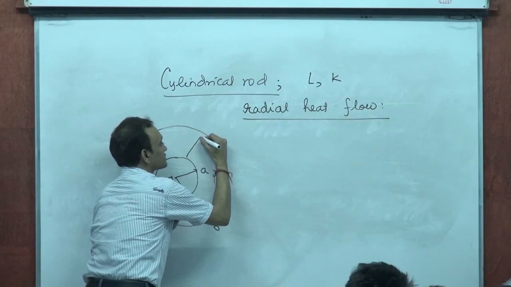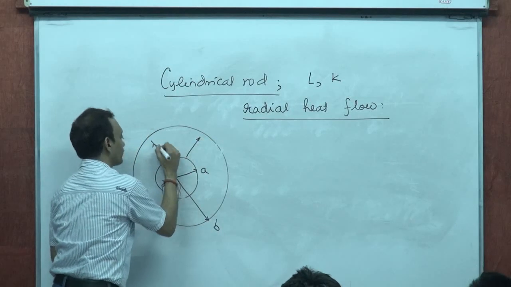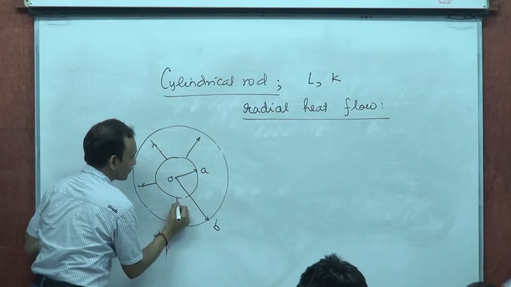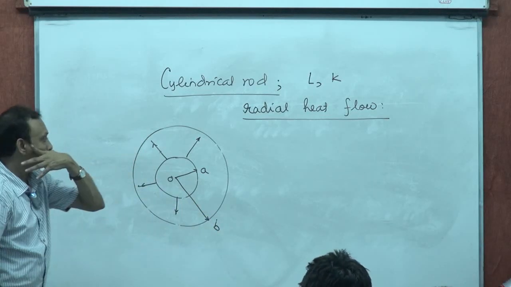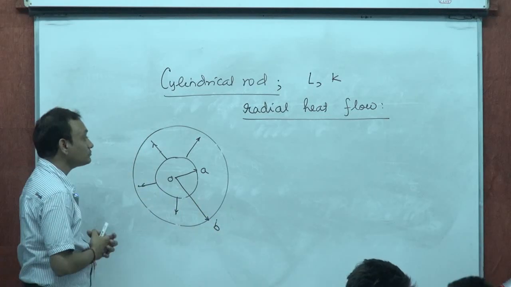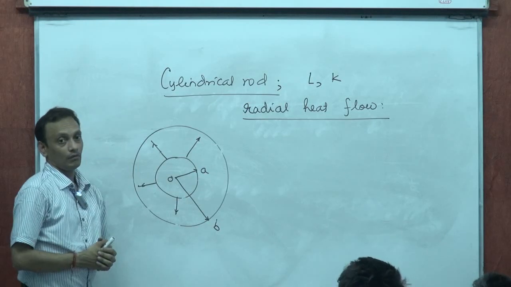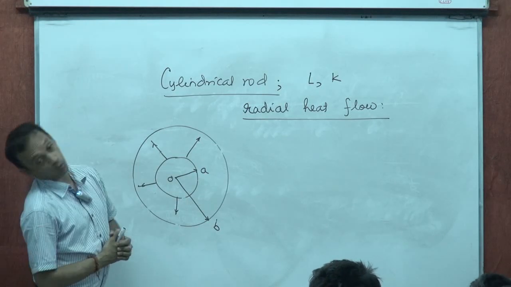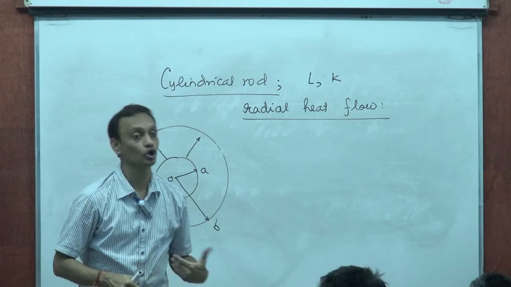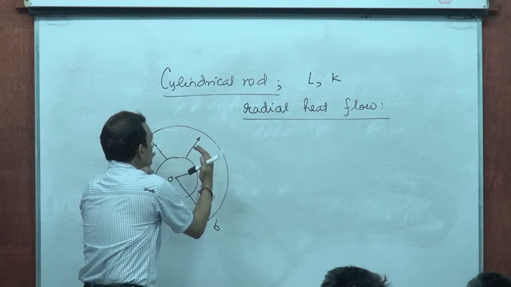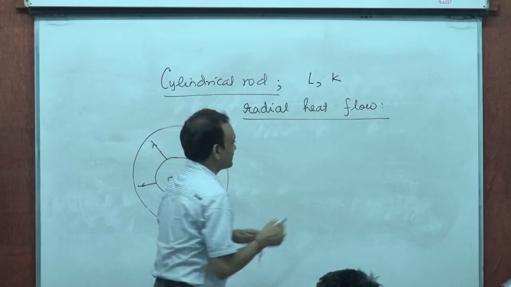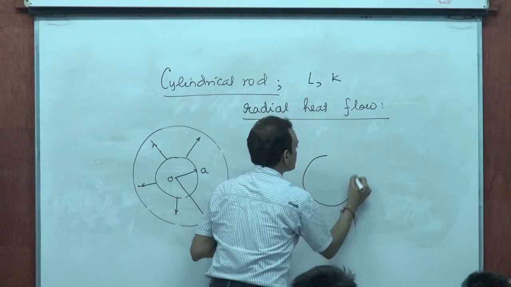Heat flowing like this. Radial flow of heat. That's radial flow of heat, right? Now, once again, radial or longitudinal. The area of cross section in this case is varying, isn't it? It's not constant, the area of cross section is varying.